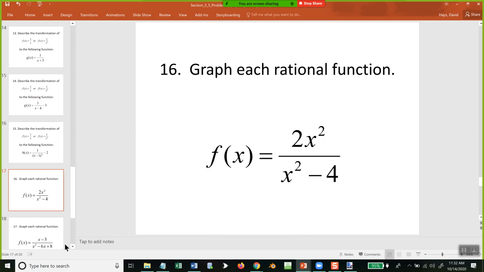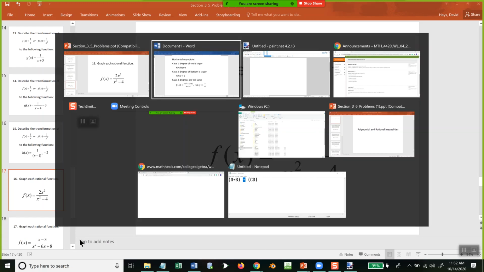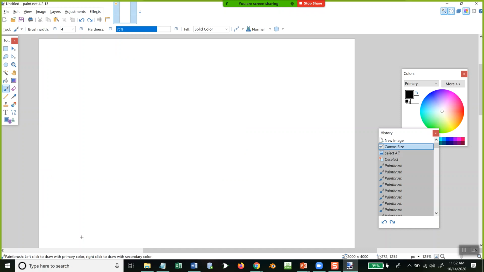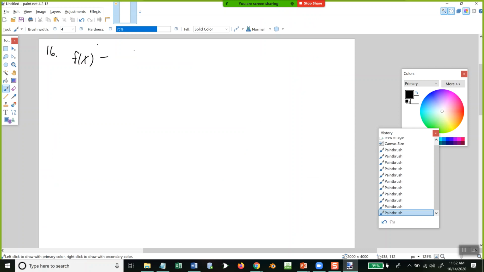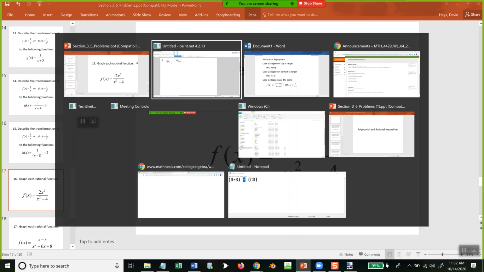Now this next problem talks about graphing this. And so let's go ahead and graph this. f of x is equal to 2x squared over x squared minus 4.